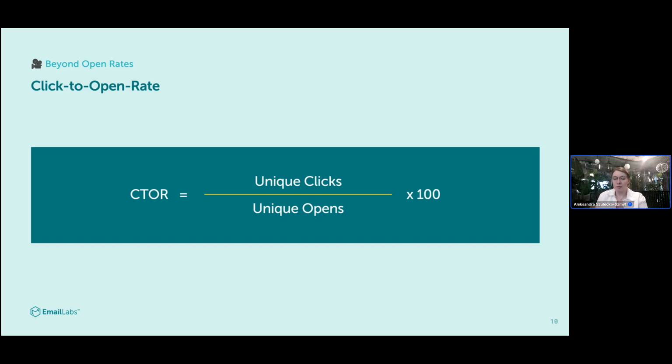Okay, so if we are not measuring open rates, what are we measuring now? We can always measure click-to-open rate, and how do we do it? We take the number of our unique clicks and we divide it by the number of the unique opens, and we have to multiply it by 100. We always do it with unique clicks and opens. As we know, the recipient can open or click multiple times on our email.